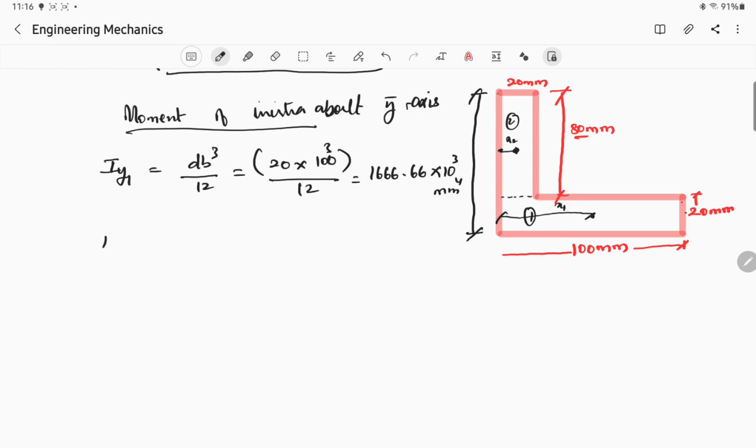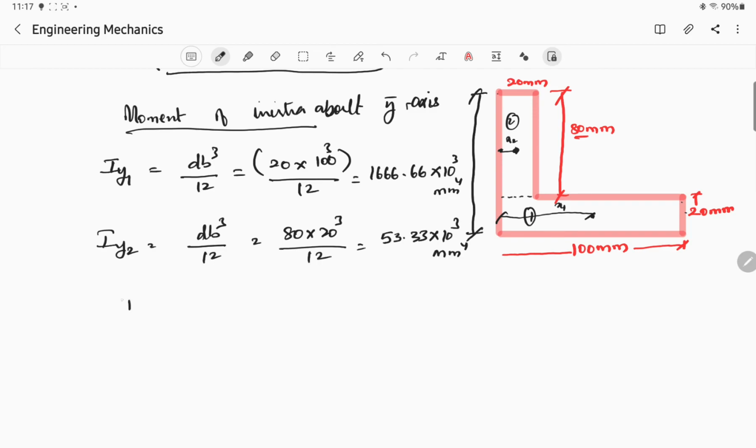mm power 4. Similarly, Iy2 will be equal to again d b cube by 12. Why? Because we are calculating moment of inertia about its y axis. Moment of inertia about x axis will be b d cube by 12, whereas about its y axis it will be d b cube by 12. What is d for the second element? d is 80 into 20 whole cube divided by 12. So you will get the value of Iy2 as 53.33 into 10 power 3 mm power 4. We got Iy1 and Iy2.